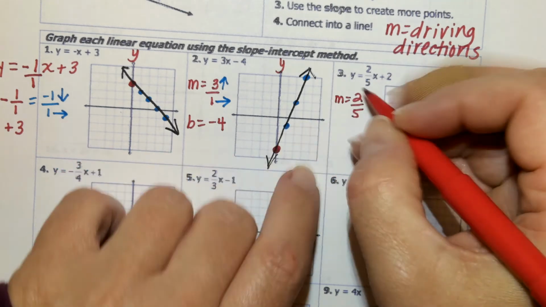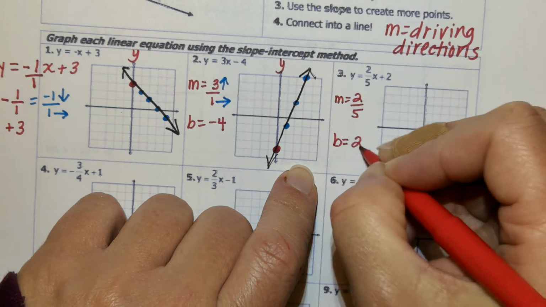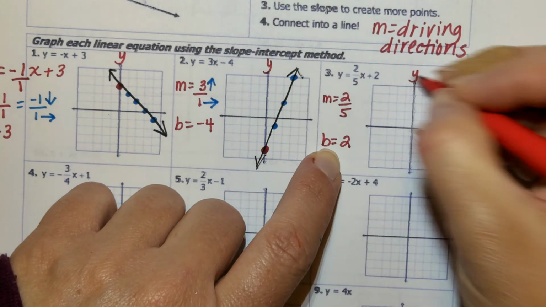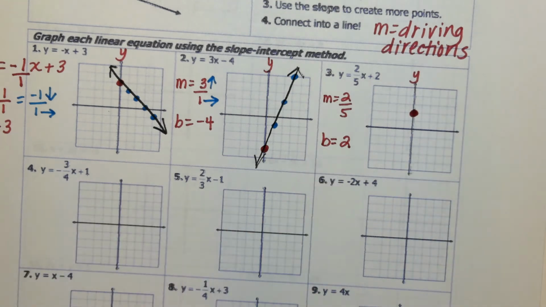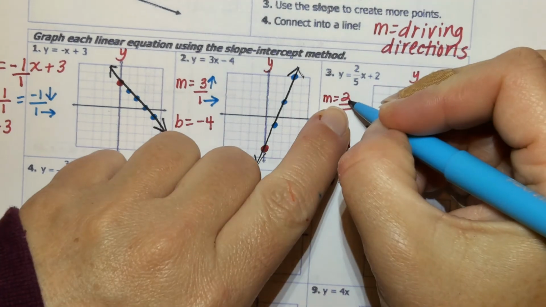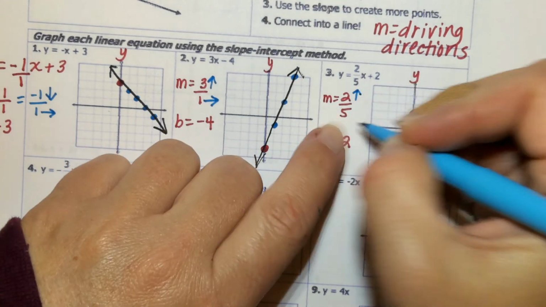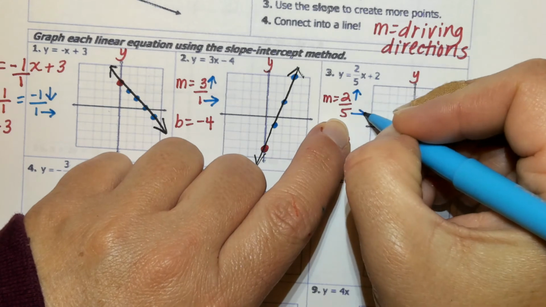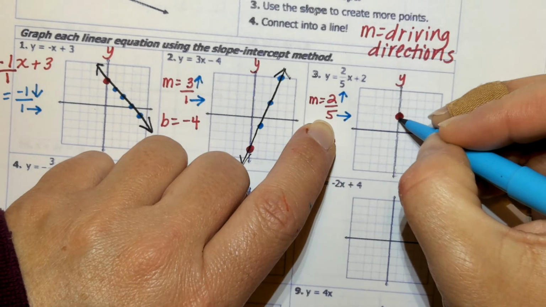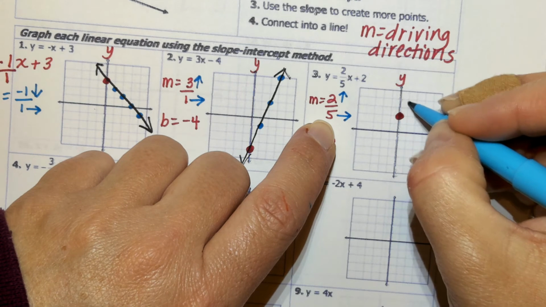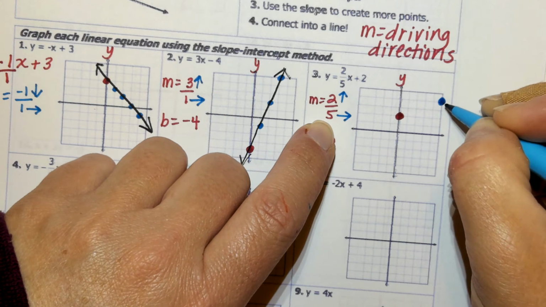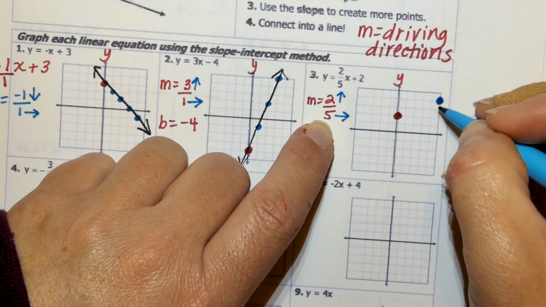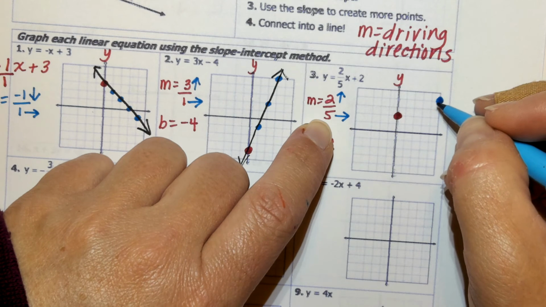Y equals 2/5 x plus 2. Hey, the slope is already in fraction form here. That's nice. And our b is a +2. Remember, this is your starting point on the y-axis. +2 is up 2 from the origin. And now we have to talk about driving our slope. Up or down, you'd go up. Right or left, you'd go right. From here, up 2, right 5.